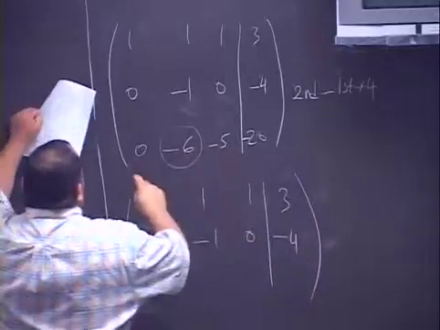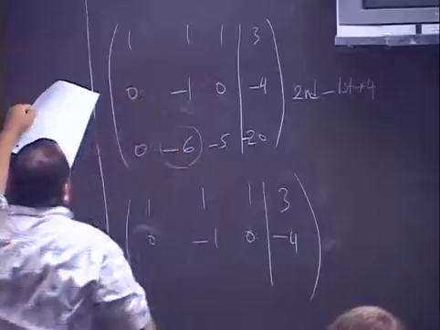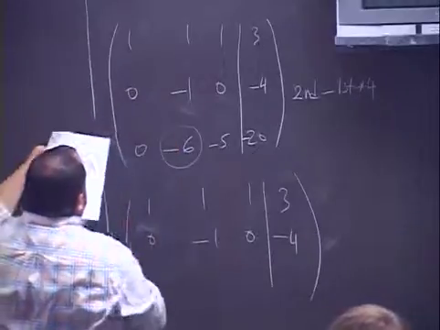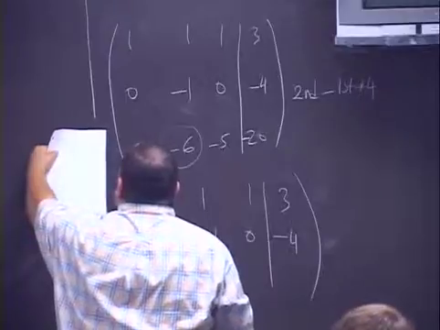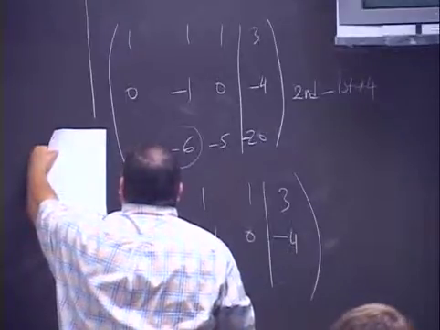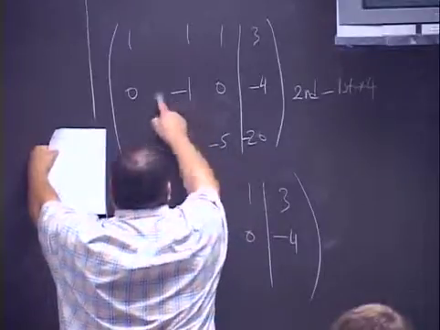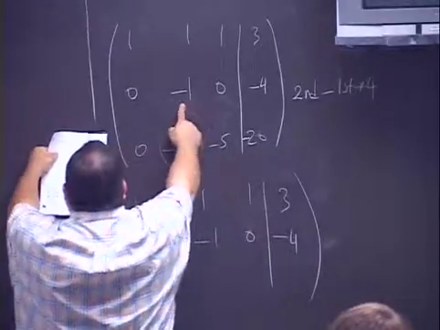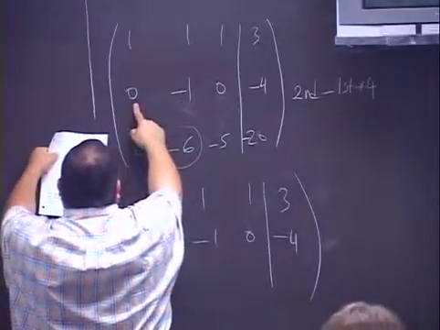Third one, multiplied by 6. Multiplied by, I will multiply 6 by the second. I will multiply 6 here. Then 6 by 0 is 0. Yes?